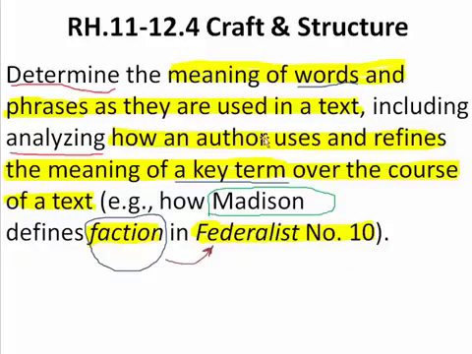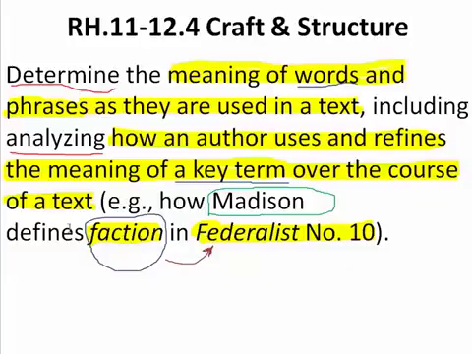And part of our Common Core standards say that we have to determine the meaning of words and phrases as they're used in a text, including analyzing how an author uses and refines the meaning of a key term, that's one term, over the course of the text. So we're going to look at how Madison defined the word faction, this word faction that we just talked about, in Federalist number 10. This is some of our Common Core stuff. You might have to write on this and understand this information.